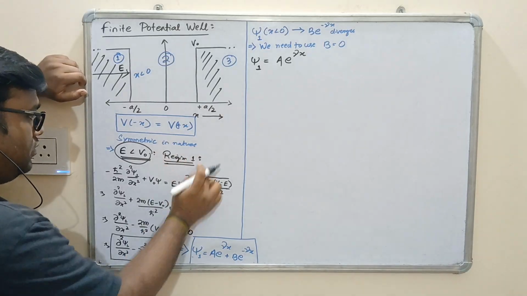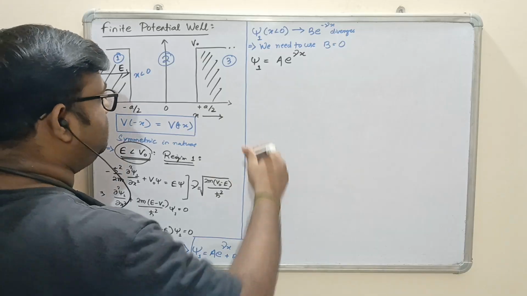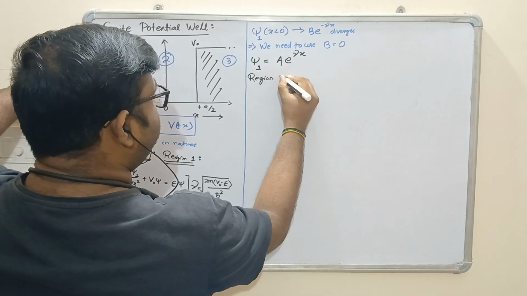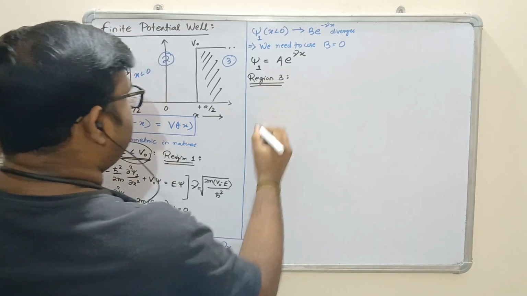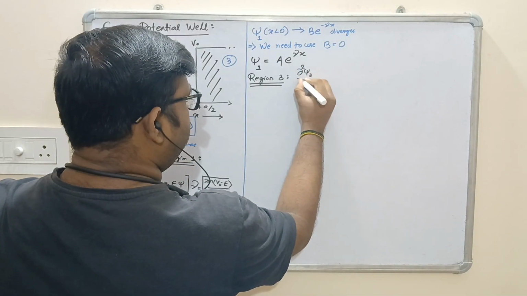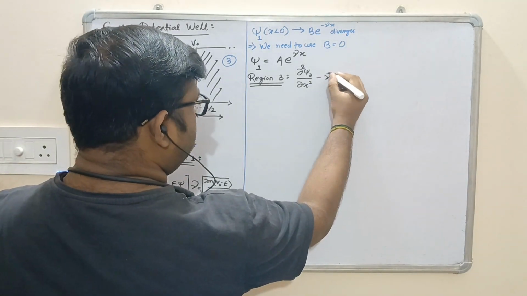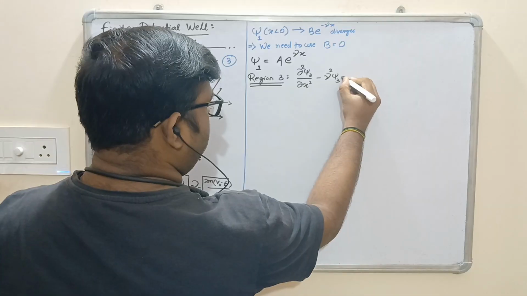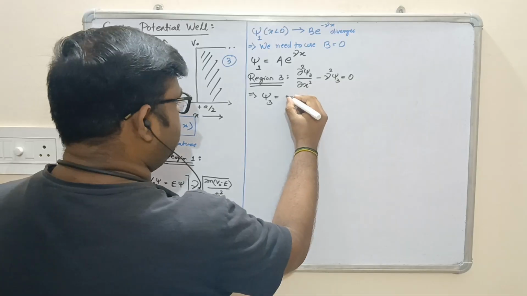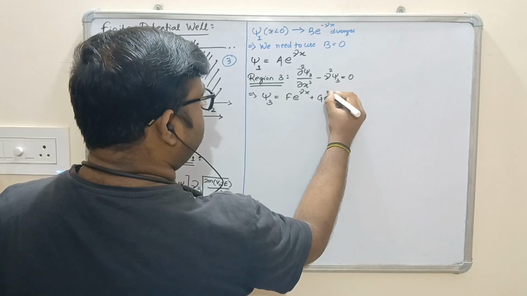The way we solved region 1, the exact same way we will find our region 3. Yes? Now let's do that. Region 3. Now region 3 will give us what? Del square psi 3 by del x square minus nu square psi 3 equal to 0. Now we will have psi 3 equal to two different functions, let's say f e to the power nu x plus g e to the power minus nu x.